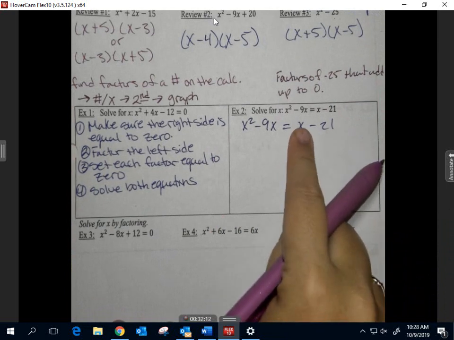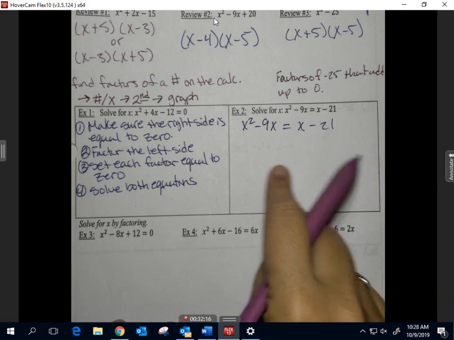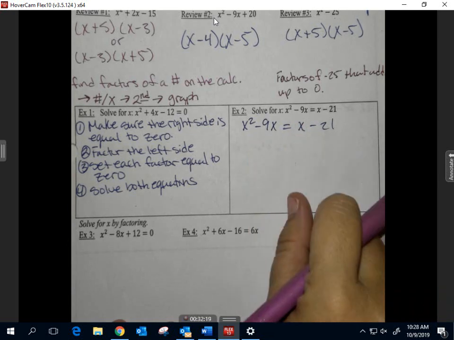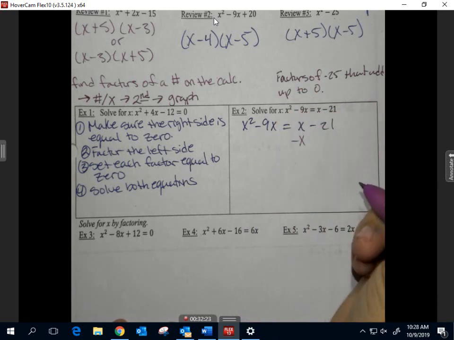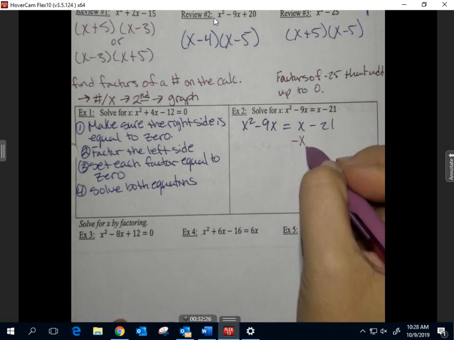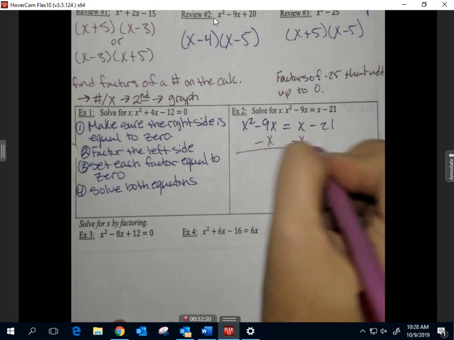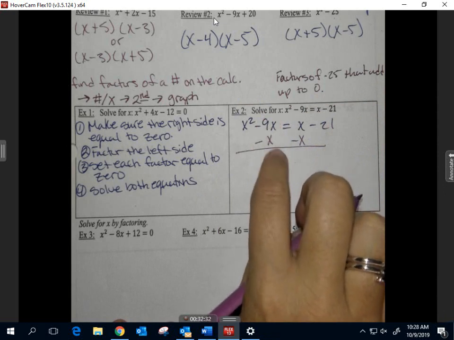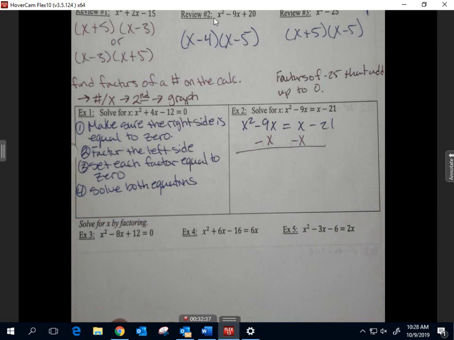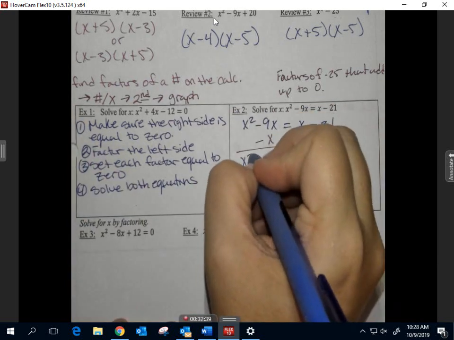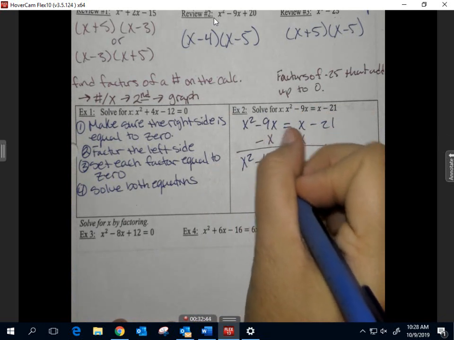Let's start with the x first. This is 1x. So how do I move it over to the other side? It's going to be negative 1x, right? If I'm subtracting x from this side, then I'm subtracting it from the other side. I'm going to put it underneath the negative 9x because those are like terms, so I can combine them together. So my x squared comes down. Negative 9x minus x is negative 10x.